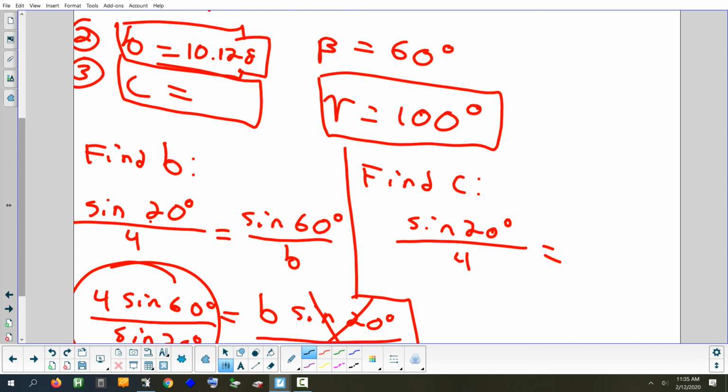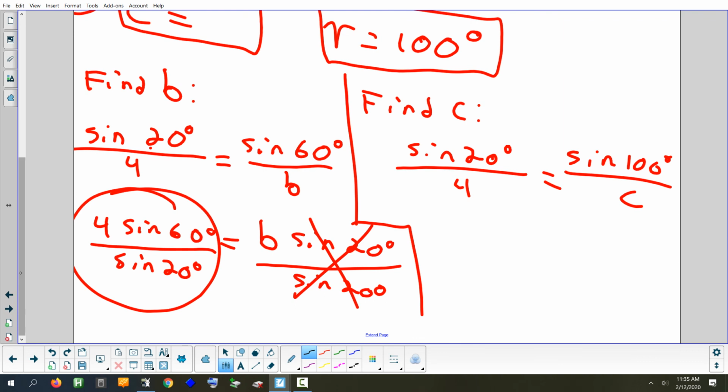And what's going to go on the other side? Sine 100 over C. Now, you can show me the cross multiplying out, or if you can do it in your head, that's how I usually do it. It's 4 sine 100 divided by sine 20. So 4 times sine 100 divided by sine 20.